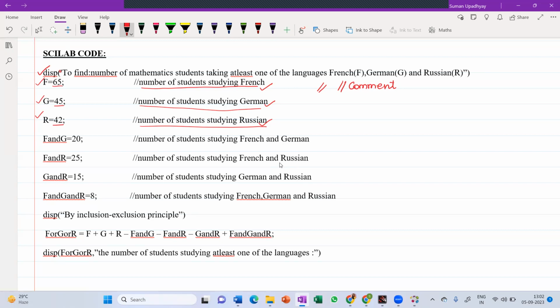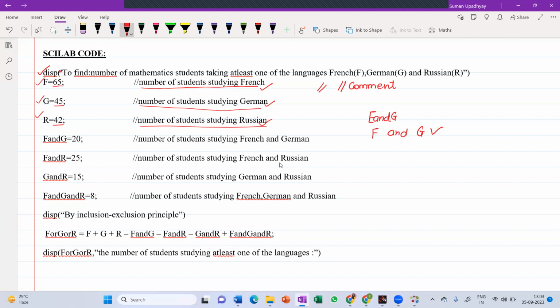Now for French and German. There are some students who have taken French and German both. So for that I have taken variable FG. Now remember there is no space between F and G. Do not put space, because space is not allowed when you define a variable. If you write it with a space, it will give you an error, because then it will take this as something else. It will not take it as a variable. So whenever you are defining a variable, do not put space in between.